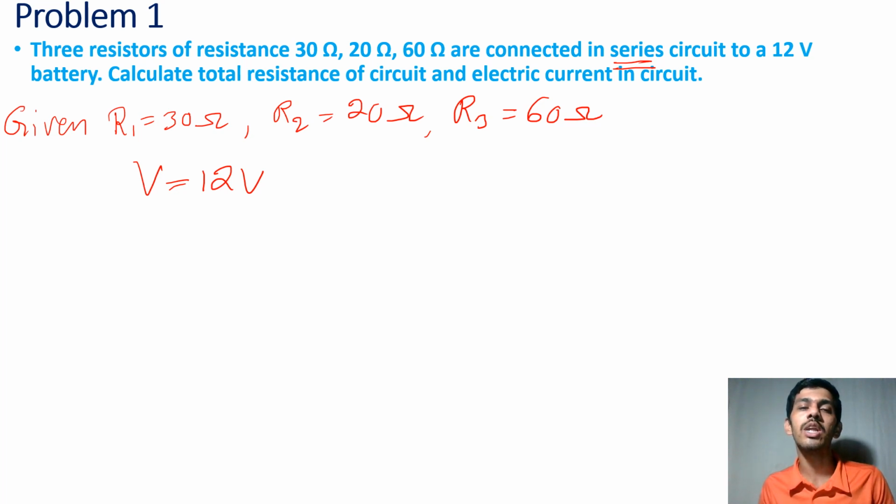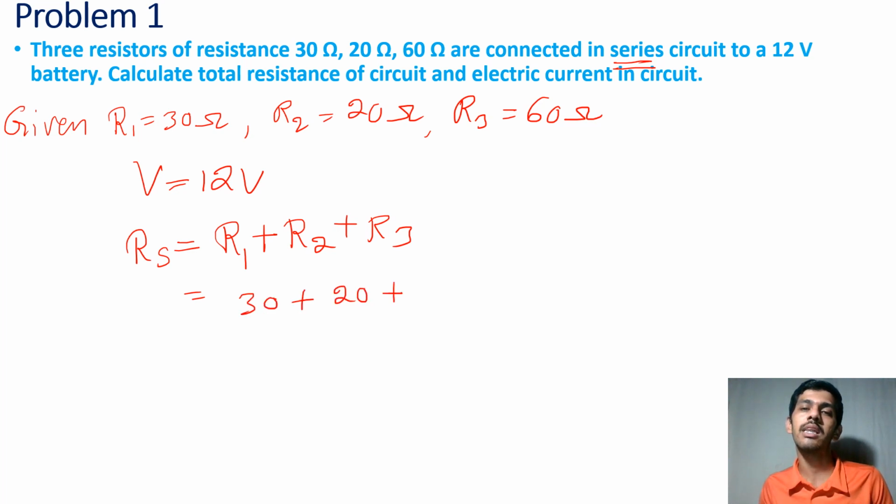That means we need to find out the total resistance. Total resistance, how to find that? RS we need to find out. Why? Because they are connected in series. That is why the formula for RS is equal to R1 plus R2 plus R3, which is equal to 30 plus 20 plus 60, which is equal to 30 plus 20, 50, 50 plus 60 equal to 110 ohms. That is the RS. The net resistance in the circuit is 110.